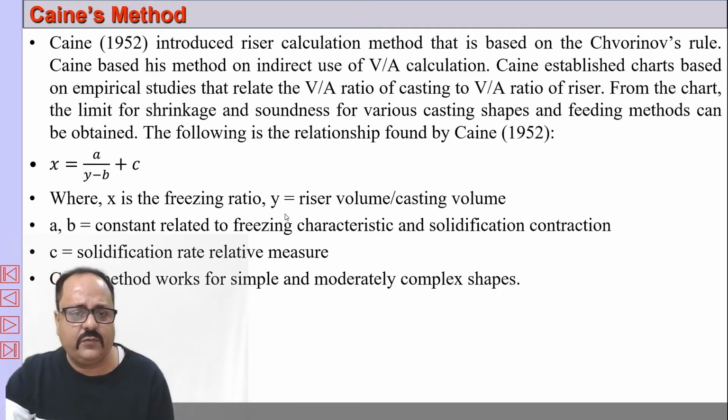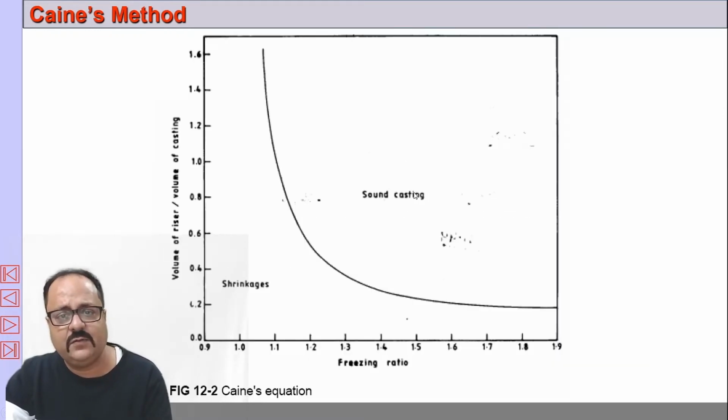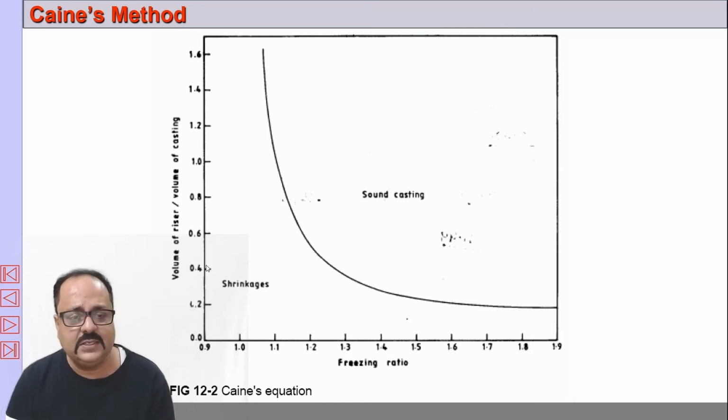So for your riser you calculate the Y and then you calculate the X. So for that X and Y you plot here. If an X and Y plot is on this side, you can expect a sound casting. On this side, you can expect a shrinkage. So this is the Caine's method.